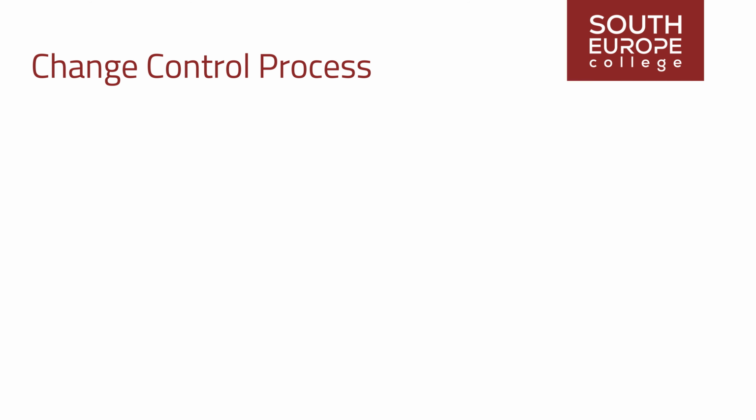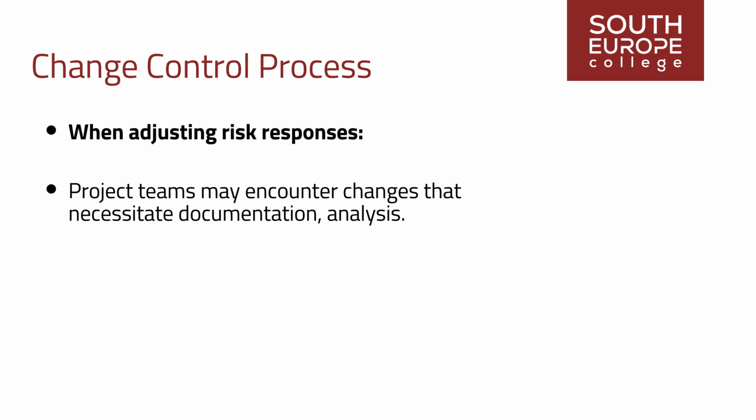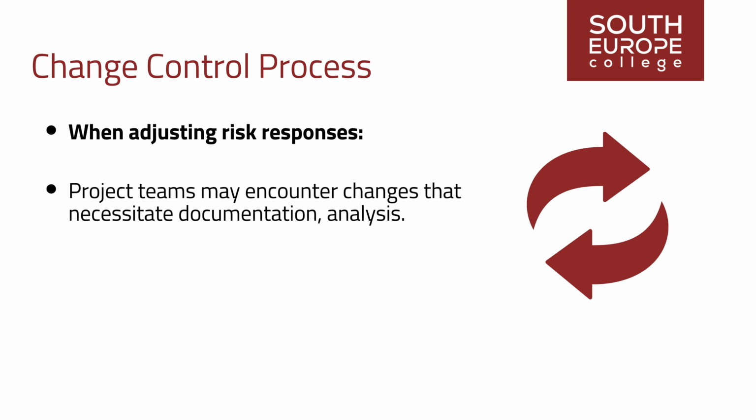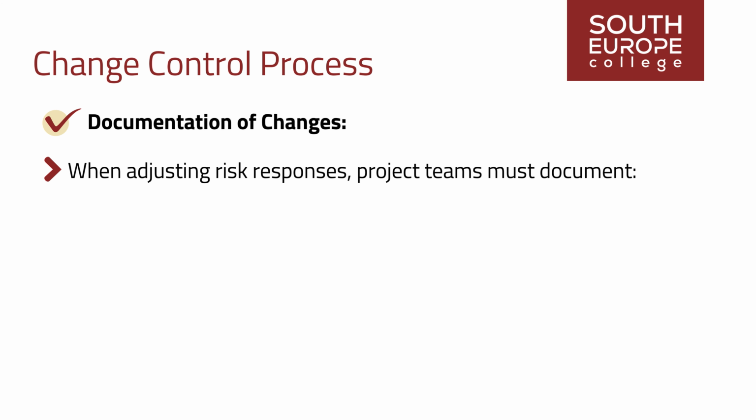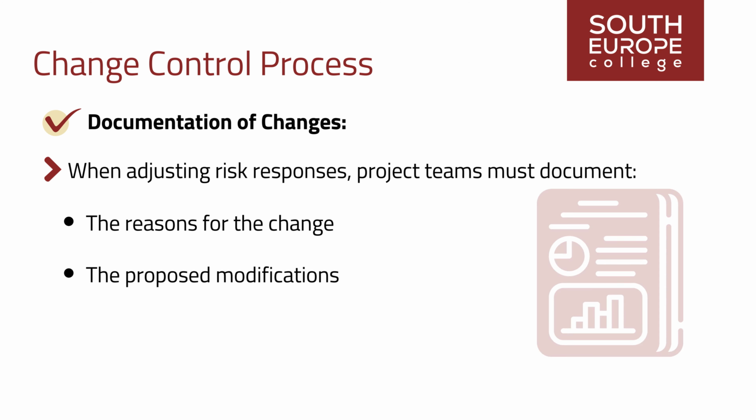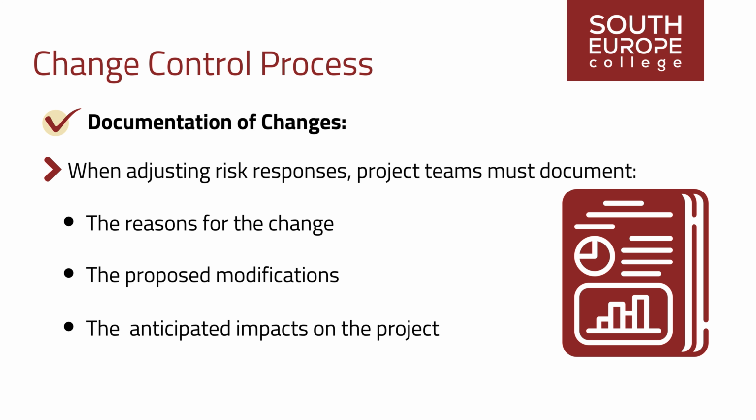When adjusting risk responses, project teams may encounter changes that necessitate documentation, analysis, and approval through the change control process. The change control process in the context of adjusting risk responses is as follows. Documentation of changes. When adjusting risk responses, project teams must document the reasons for the change, the proposed modifications, and the anticipated impacts on the project. This documentation clearly records the change request and serves as the basis for further evaluation and analysis.